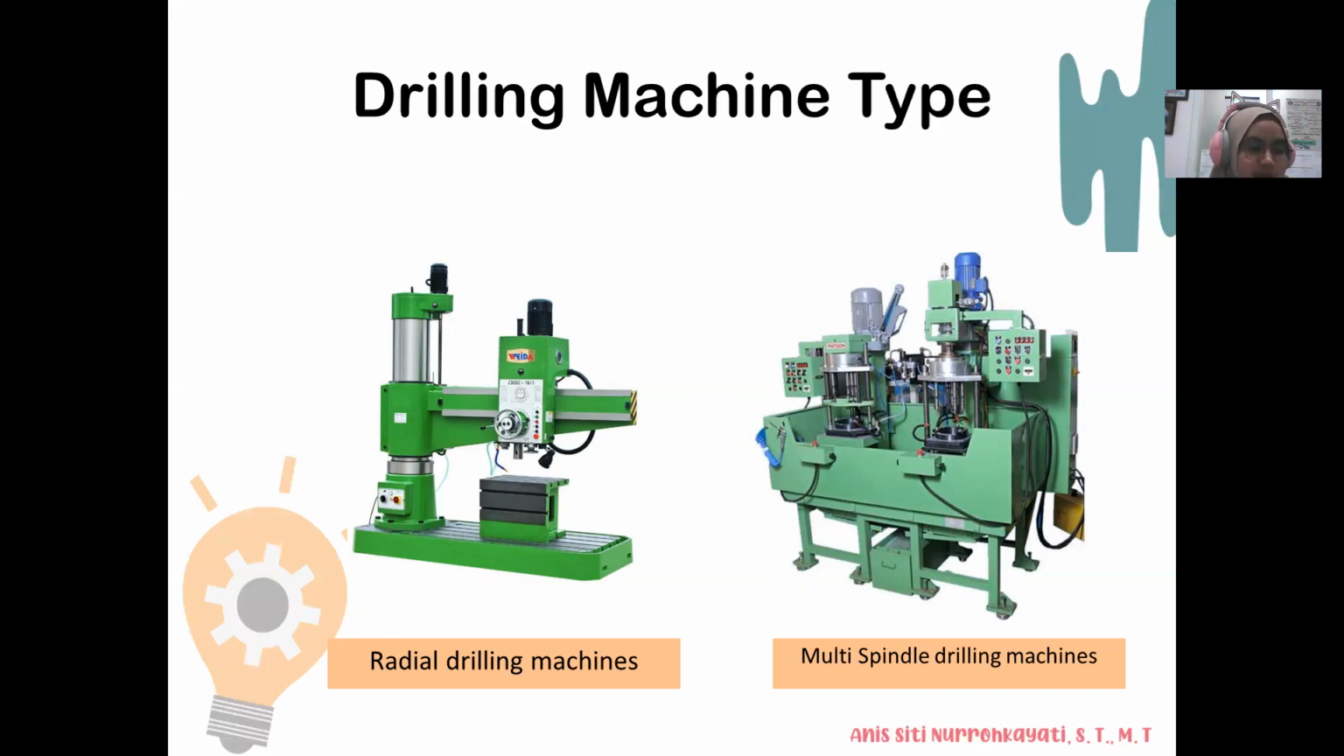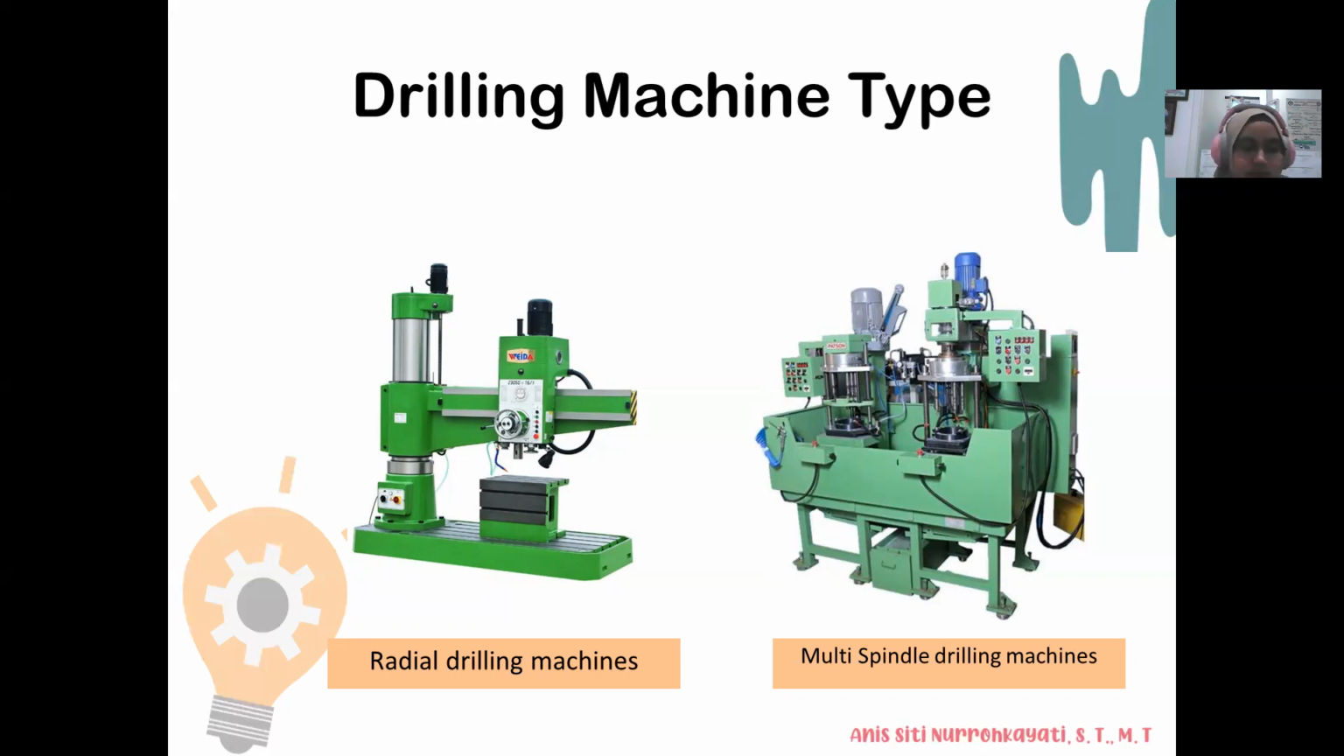The radial arm can be rotated around the round column, and the drilling head can be moved in or out on the radial arm. So this drilling machine has an arm. The arm is used to rotate around the round column and move in and out. The next is the multi-spindle drilling machine.